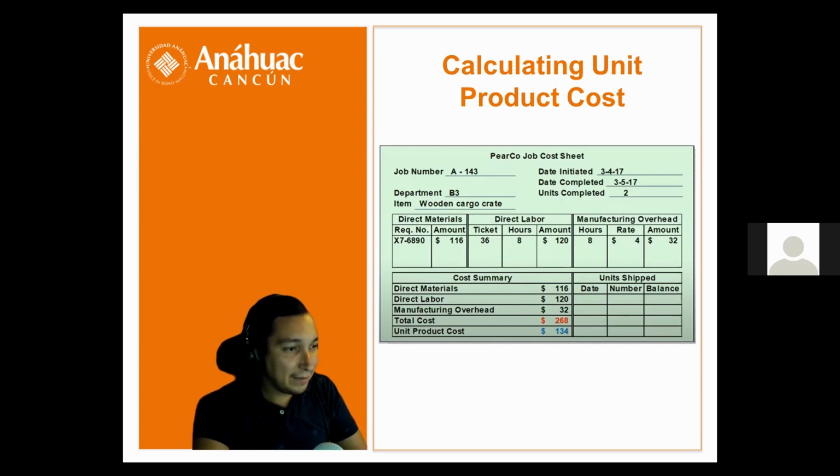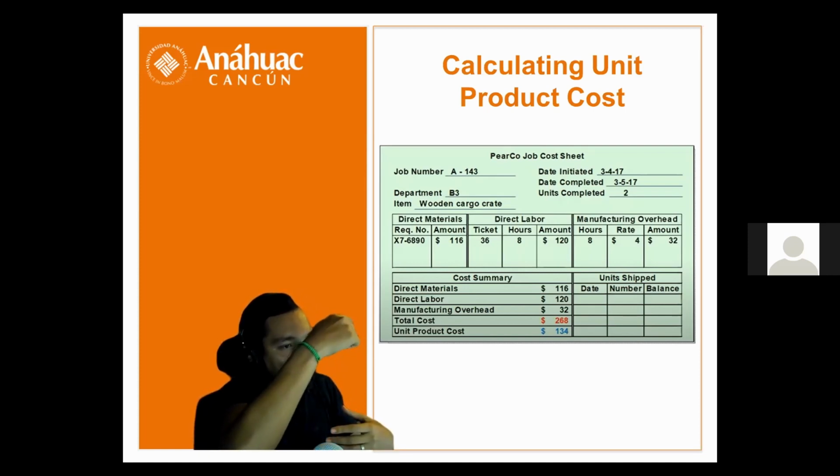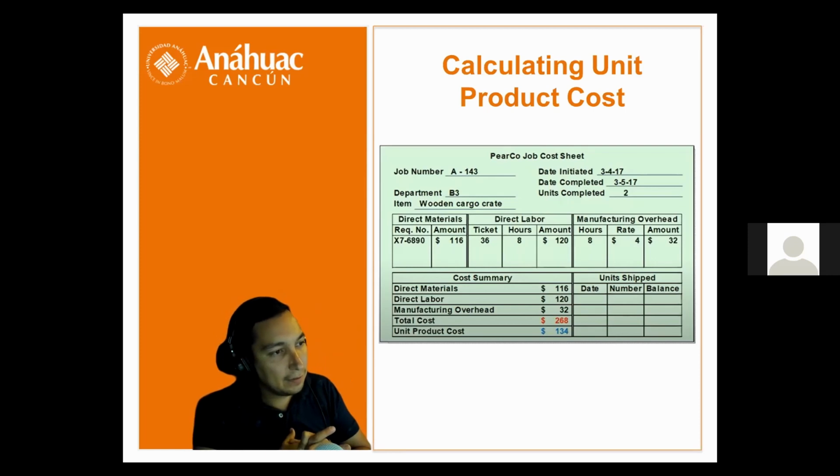Up until here we're right? Did you get it? Direct materials, direct labor, manufacturing overhead, which is the difficult part that we had to get from it. And we get the total job cost sheet. Obviously, the total cost divided by the units completed, you get the unit product cost.